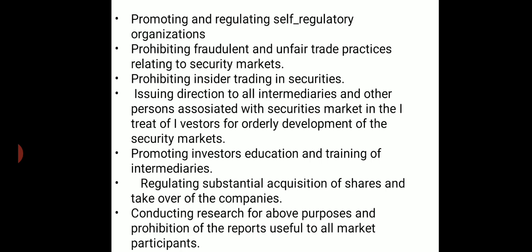It also calls for information from, undertakes inspections, and conducts inquiries and audits of the stock exchanges, mutual funds and intermediaries and self-regulatory organizations in the securities market. And the next, calling for information and records from any bank or any other authority or board or agency or corporation established or constituted by or under any central act for investigation or inquiry by the board, and performing such functions under the Securities Contracts Regulation Act 1958 as may be delegated to SEBI by the central government, etc.